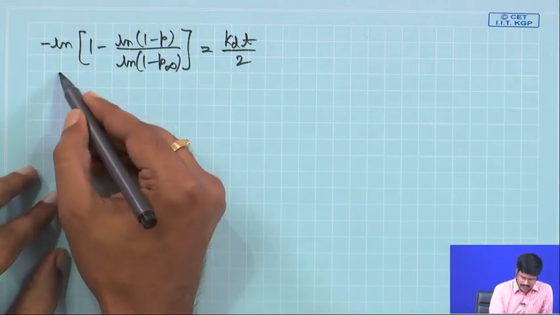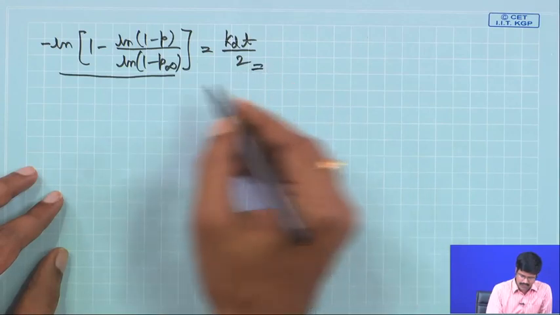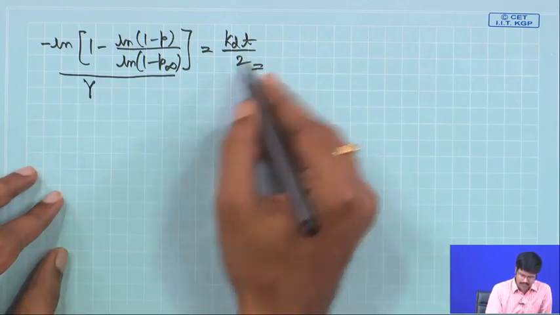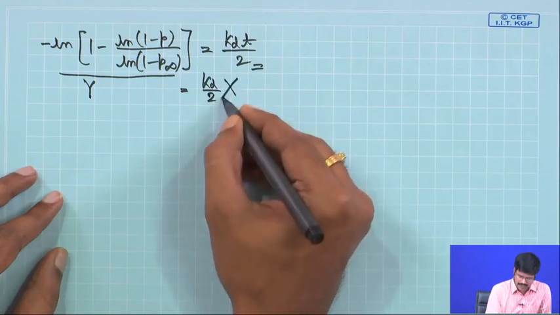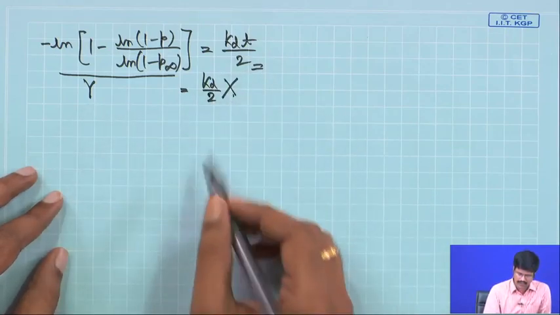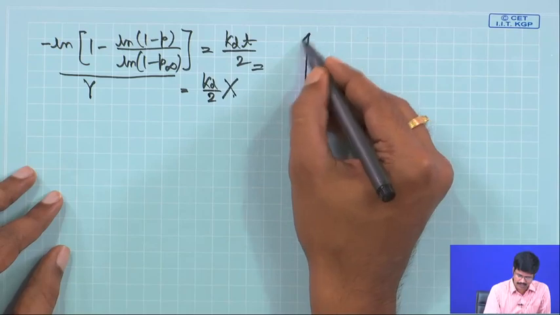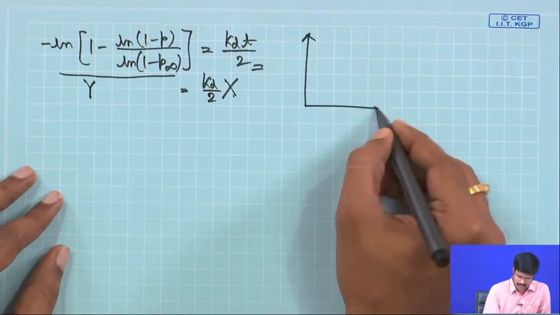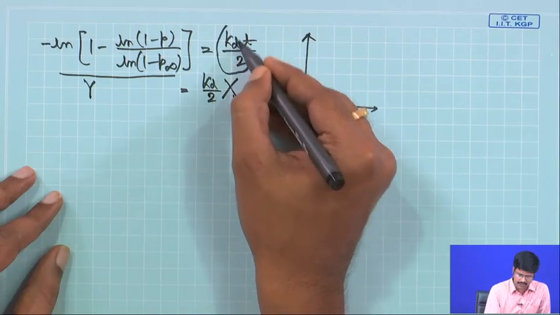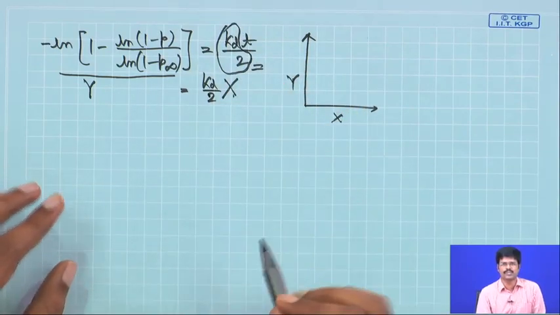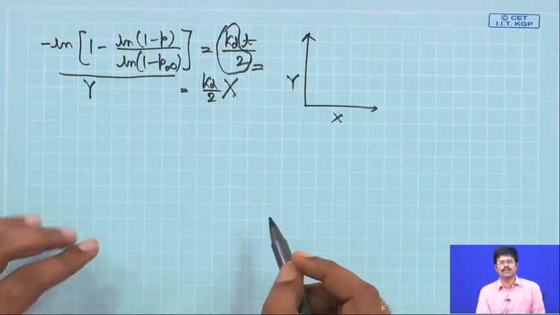Now, if you are plotting the left side as a function of t, this left side is y equals k d divided by 2 into x, where x is your t. So, as a function of time, if you are plotting this term, y versus x, then the slope will give you the value of k d divided by 2 to be exact. So, the slope will give you the value of k d.